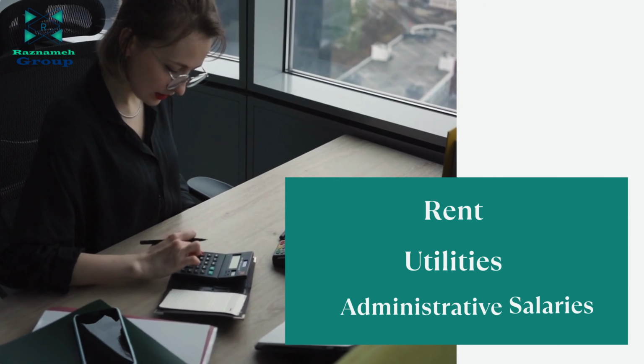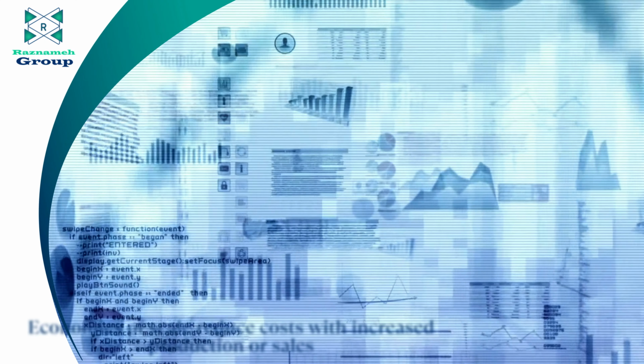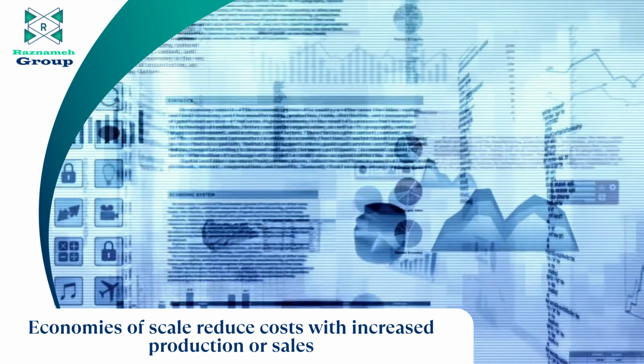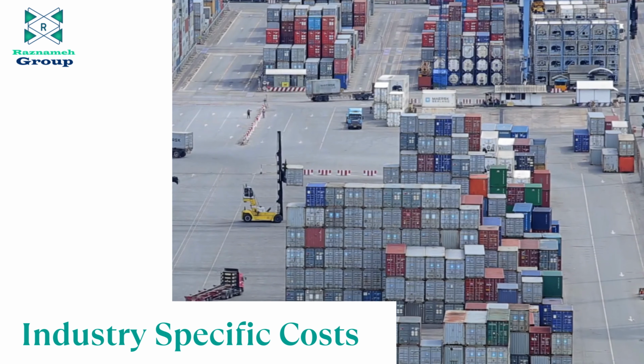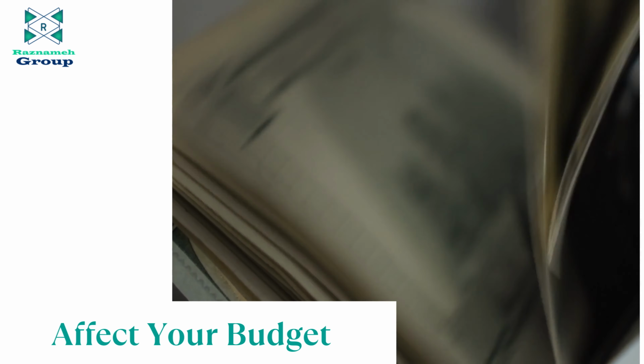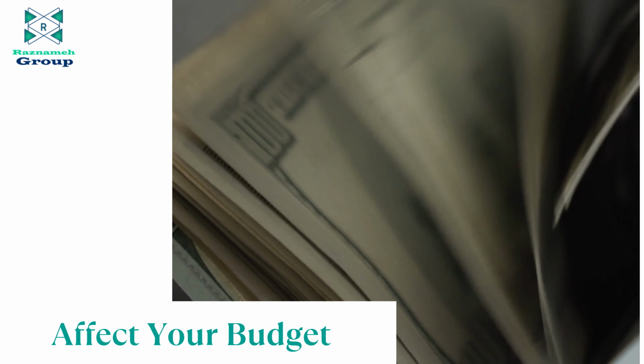Let's dive into the factors influencing cost structure in marketing and sales, starting with the scale of operations. As your business expands, economies of scale reduce per-unit outlays as production or sales volumes increase. Next, industry-specific costs significantly affect your budget, with certain sectors having higher marketing expenses.